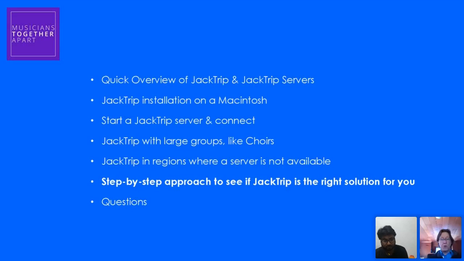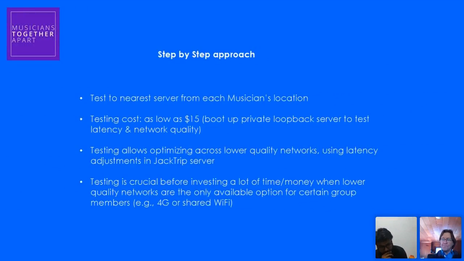And then step-by-step approach is kind of what I was just saying. If you're close by or if you're far apart, test to the nearest server, and choose a server that works for everybody in your group. You can boot up that private loopback server, or you can boot up a 2-person server. And if it doesn't work, you've only lost $15 or the higher price for the 2-person server, which I think is $45. But it gives you the chance to look at the latency, the network quality, and then adjust the fine tuning on the server and also on your own software, and see if you can handle the extra latency that it might take to accommodate lower network quality.